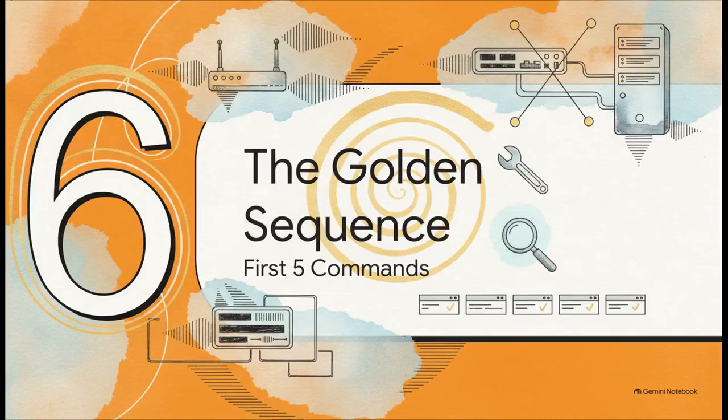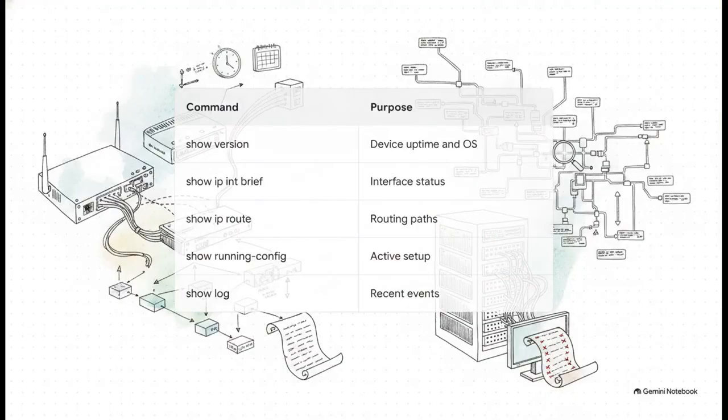Section 6. The golden sequence. I highly recommend taking a screenshot of this table right now. These are the first 5 commands you must run in this exact order, every single time you log into an unknown device. Show version gets you the uptime, show ip int brief gives you interface states, show ip route shows routing paths, show running-config gives the active setup, and show log reveals recent errors. These 5 fundamentals together will literally answer 80% of all the mysteries you encounter on the network.